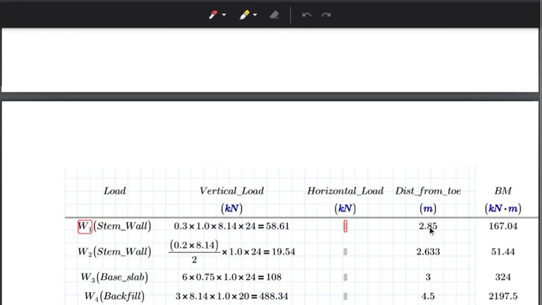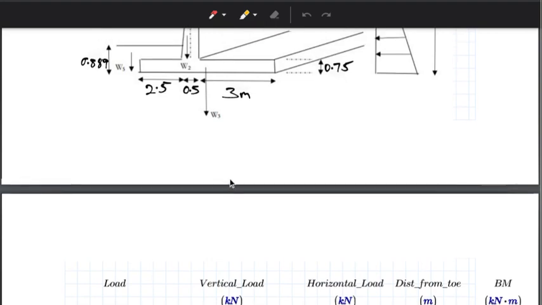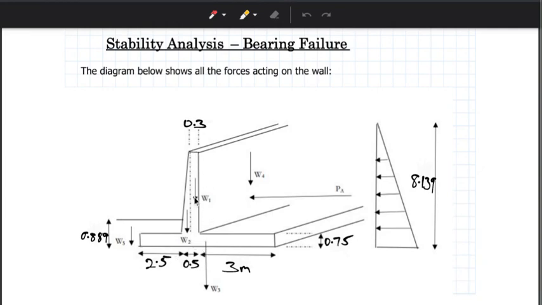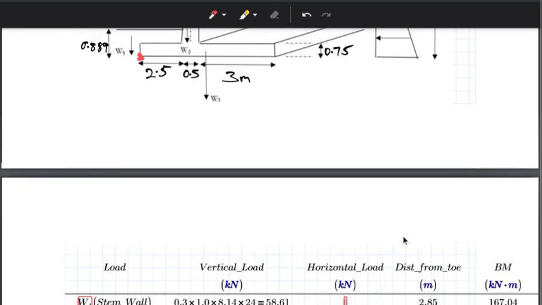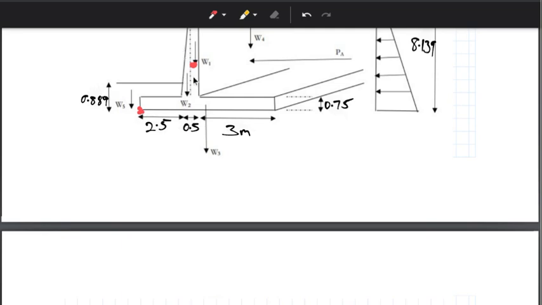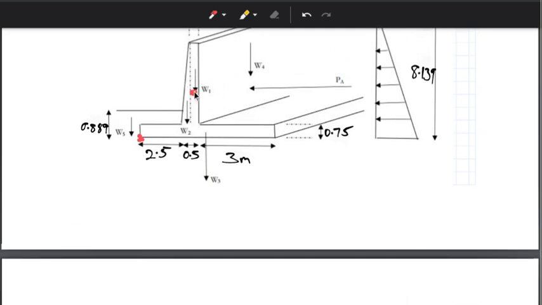So this, as I said, is the perpendicular distance from where the load point is to the toe. For this stem wall, which is just the rectangular section, the point load is acting at the center of the stem, and this is our reference point to the toe. So the perpendicular distance is literally half of this height, which is half of 8.14, then plus 0.75 would give us this. No, that's for the horizontal force. We are considering vertical forces now, the gravity load or force, sorry.